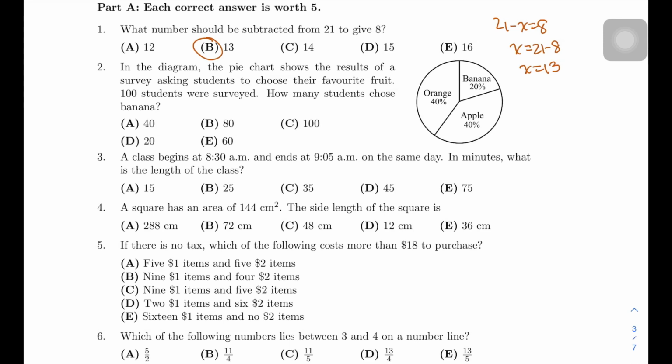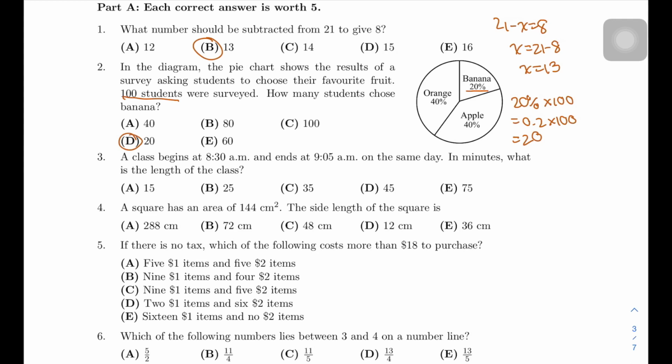In the diagram, the pie chart shows the results of a survey asking students to choose their favorite fruit. 100 students were surveyed. How many students chose banana? So banana, as you can see, is 20%. So 20% multiplied by 100 equals 0.2 multiplied by 100, which equals 20. Therefore, D is the correct answer.